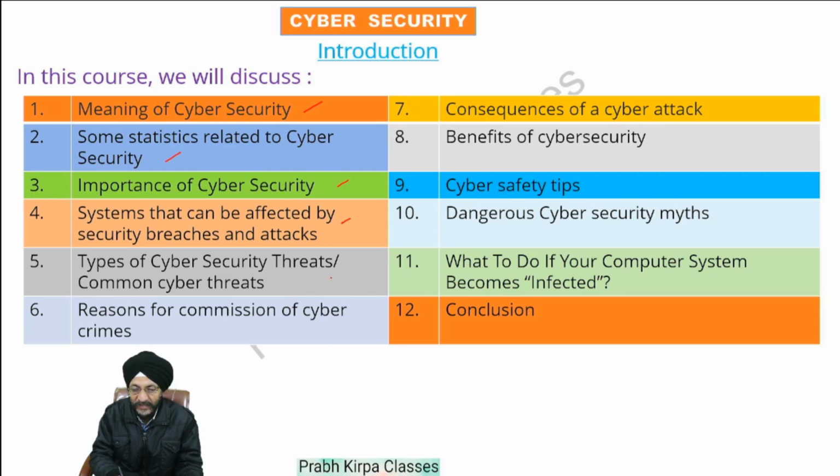Then we will see what are the different types of cybersecurity threats. Then we will learn why people do cyber crimes. We will also learn if there is a cyber attack, what will be the likely consequences. If we adopt cybersecurity measures, what will be the benefits of the same. Then we will learn what safety tips we can adopt with regard to cybersecurity. Then we will discuss dangerous cybersecurity myths, and then what to do if your computer system becomes infected, and at the last we will see the conclusion.